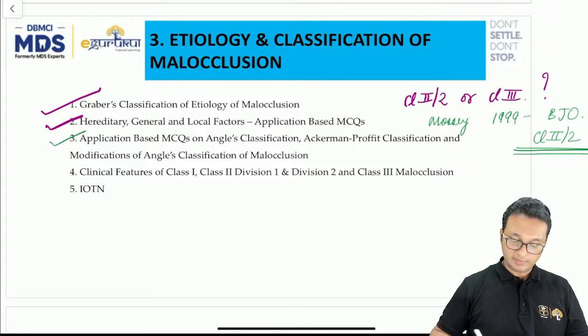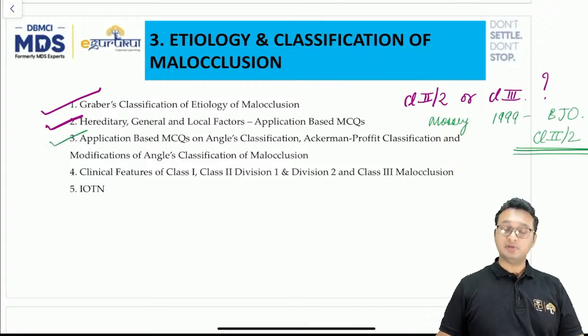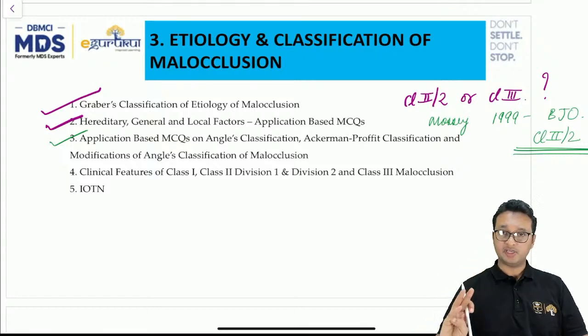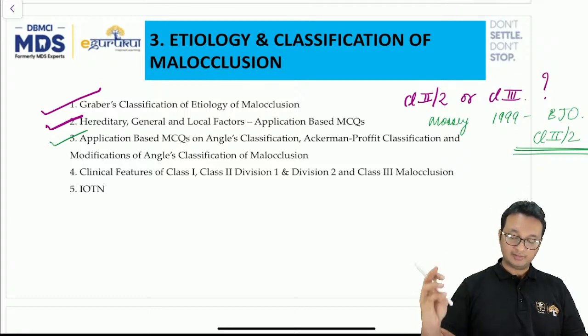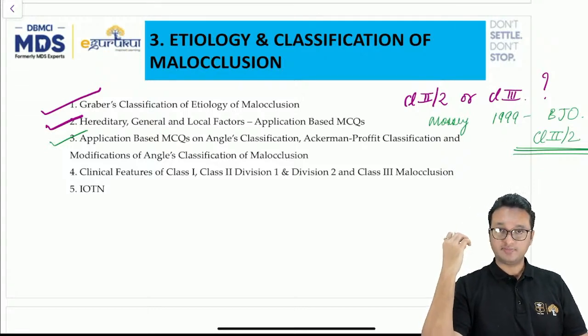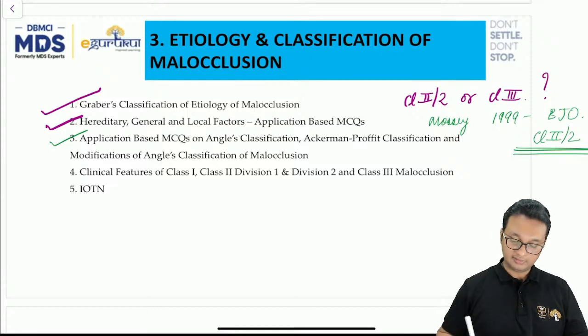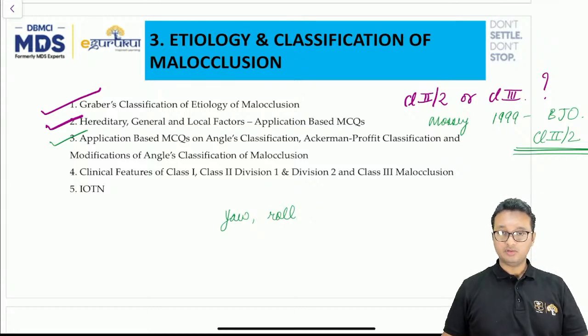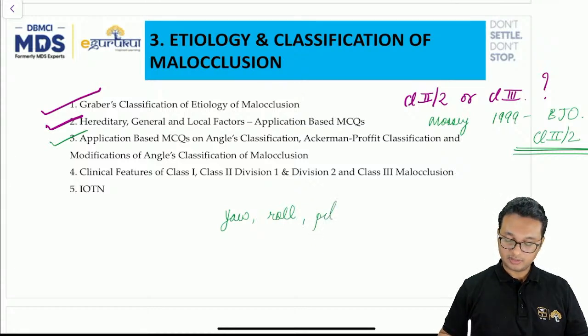Now you will be asked application-based questions on Angle's classification, premolar classification, Ackermann-Proffit classification, and modifications of Angle's classification of malocclusion. That includes Simon's classification or canine law, Katz's premolar classification, and it can also include the latest additions to the Ackermann-Proffit system of classification, that is yaw, roll and pitch.